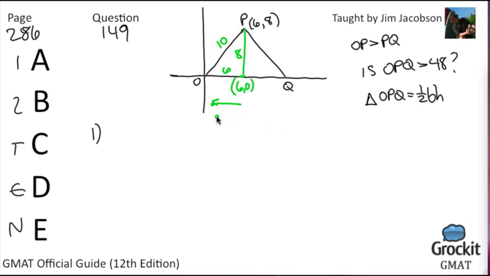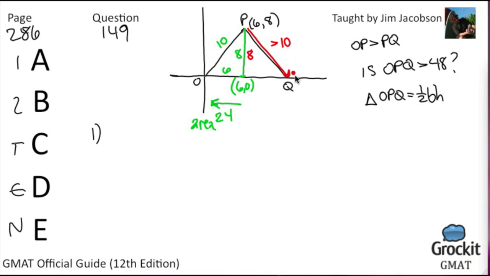1/2 of that is 24. So the area of that half is 24. But we also know that OP is greater than PQ. So this length here is greater than 10. The height of the triangle is going to stay the same.